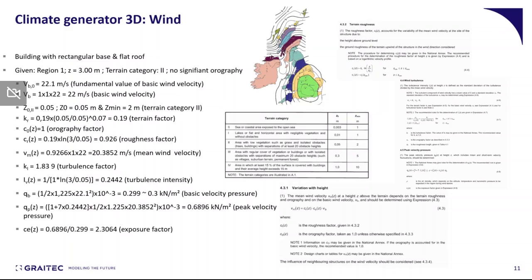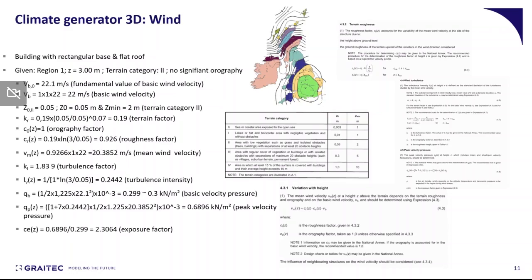There is a flat roof on this building, and this information is given for this particular structure. So it is in region A in the interactive map for wind in the UK, which means it is in this green area. The height of the building is 3 meters, the terrain category is 2, and there is no significant orography.